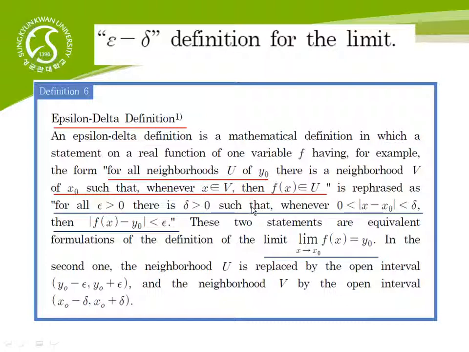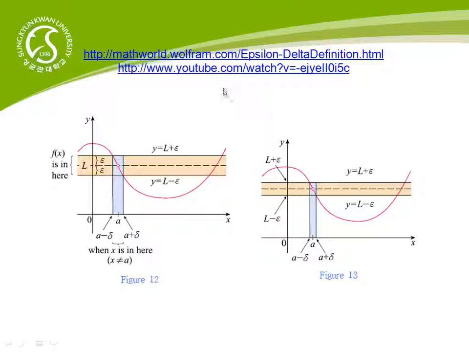and if function f satisfies it, we can write it in this way: the limit of f of x is equal to y naught when x approaches x naught. So if function f satisfies this condition, then we can write this, and we call y naught the limit of the function at x equal to x naught. Okay. In the second one, the neighborhood U is replaced by the open interval, and the neighborhood V by the open interval in the x-axis and y-axis like this. Okay. Let's see.